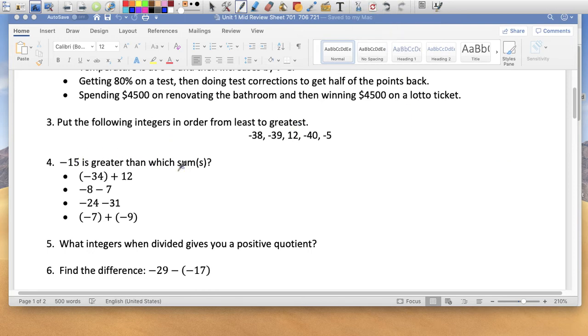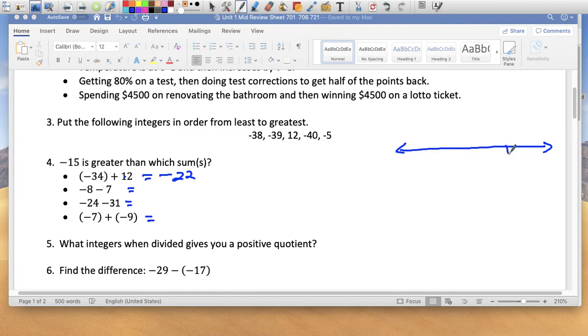Negative 15 is greater than which sums? And we'll actually have to do all these, right? Okay, so we want something that's greater. So the answer is going to have to be something like negative 14.99 and higher. So first one, positive, negative, and positive. We're adding, so I know it is going to be a negative answer. So it looks like negative 18. No, negative 20. Wait. I did negative 22. So that's definitely not it. Oh, sorry. Ignore everything I said, because we want negative 15 is greater than which sum.